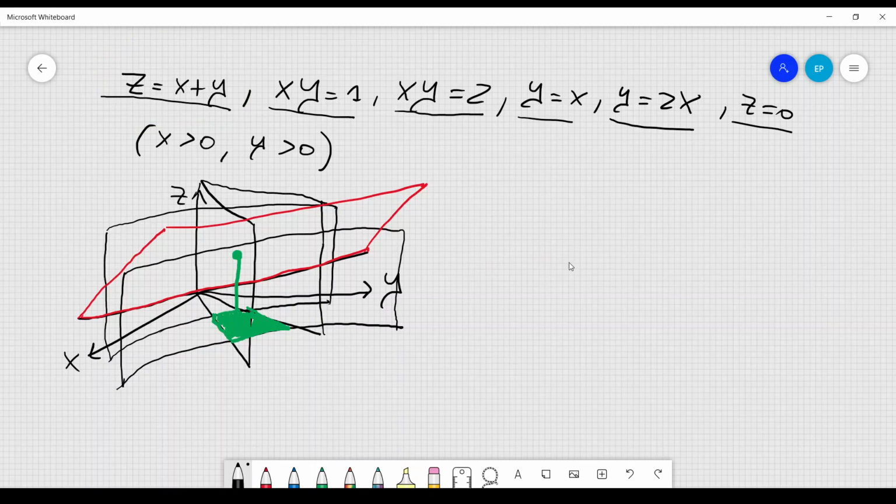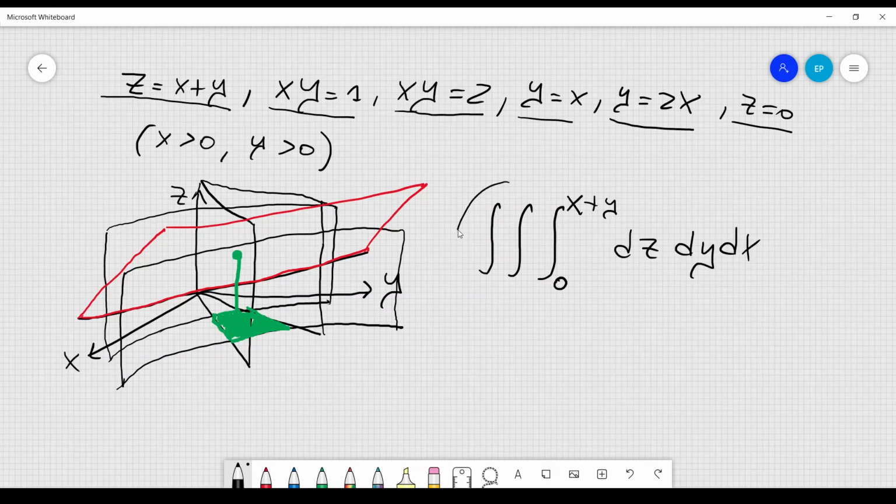So the first integral that I can compute is over z. That's easy. So it's a triple integral if you want, but the integral over z goes from 0 to this value for z, because z is equal to x plus y when I'm on the plane that I have drawn in red. So it's integral from 0 to x plus y of dz, and then I have dy dx, and I have to choose the proper limits of integration for x and y. So this will become an integral like this. It's a double integral of x plus y dy dx, and we have to choose the limits of integration.